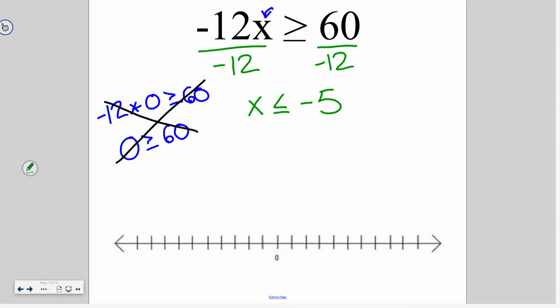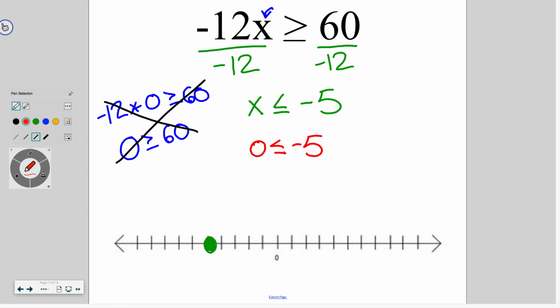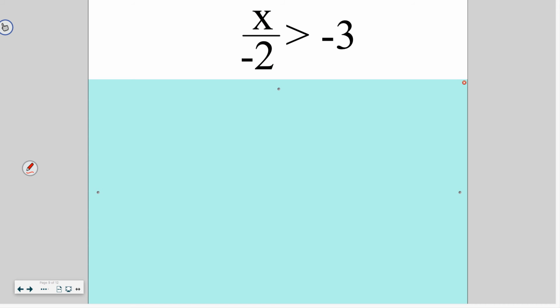So we're going to come to negative 5 and put our filled in circle there because we got a less than or equal to. I'm going to test, and I'm going to say that 0 is less than or equal to negative 5, which is not true, so that arrow should be going to the left. If you have questions about why exactly we are flipping that inequality symbol beyond what I've explained here, please let me know when you get to class. Go ahead and try solving this one on your own. Be careful of that negative.